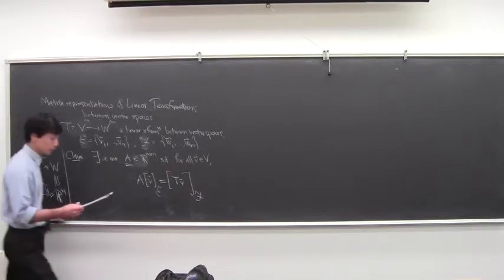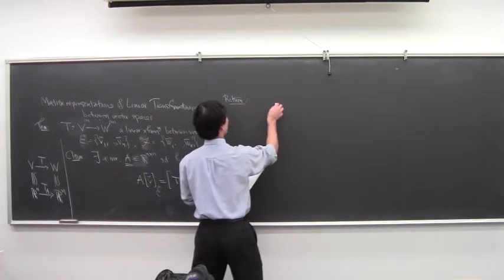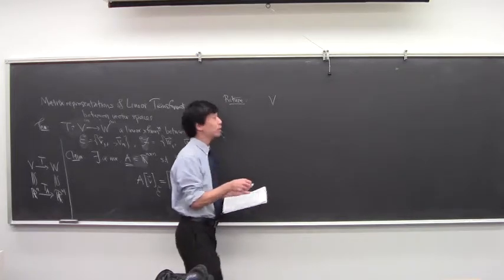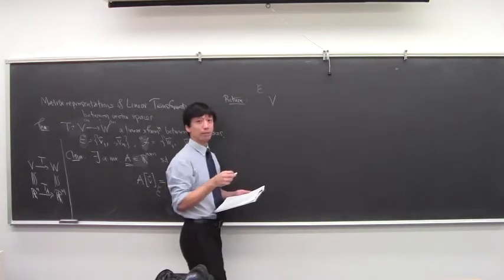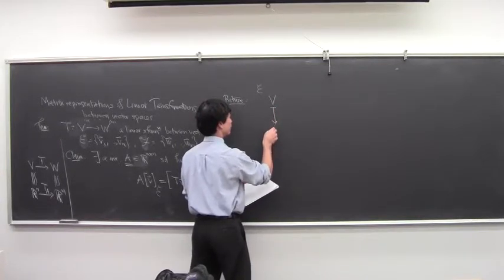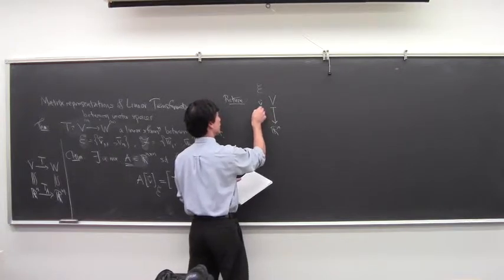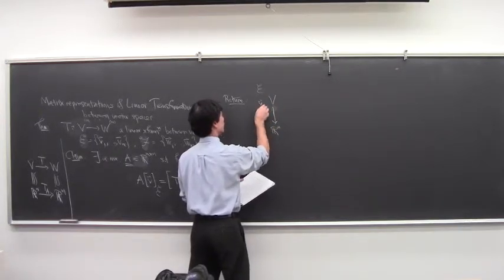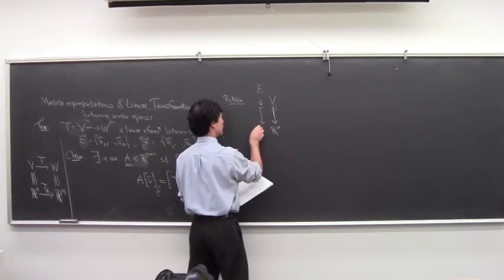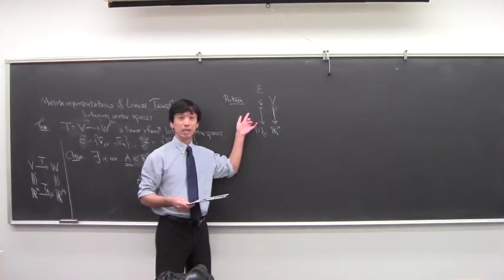So let me draw it a little bit bigger here. So this picture again. We have V, and for V we have some basis E. That gives us a map from V to Rn. The map that says take a vector here and map it down to its coordinate vector with respect to E. This is the map that we were talking about at the beginning of class that you all said you understood. So I'm assuming that it's okay.